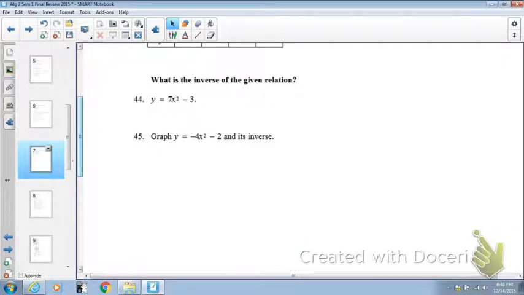Number 44, what is the inverse of the given relation? Ordered pairs are really easy. We just swap the x and y's. When you have an equation, you're just going to swap x and y's in the equation. So the first step would be to switch x and y so that instead of y equals 7x squared minus 3, we have x equals 7y squared minus 3. And then we're going to solve for y.